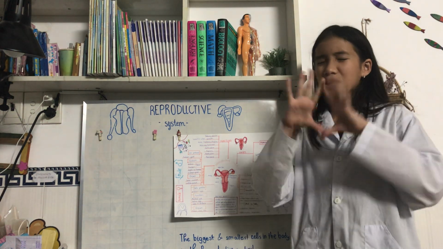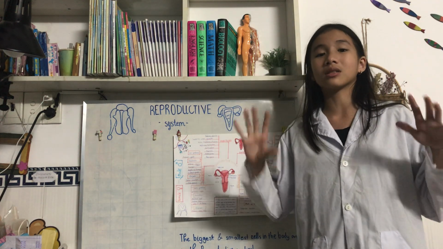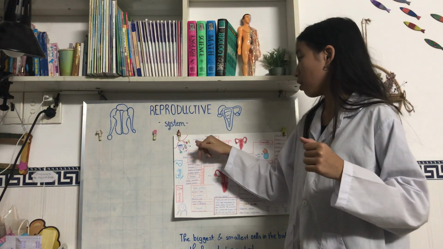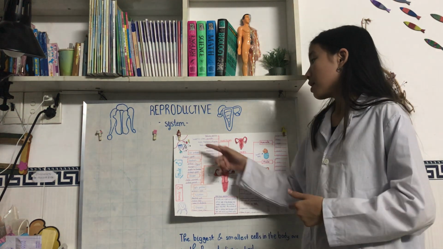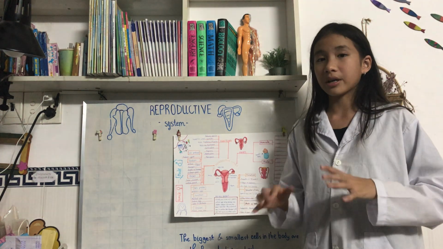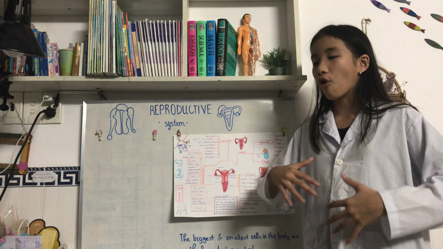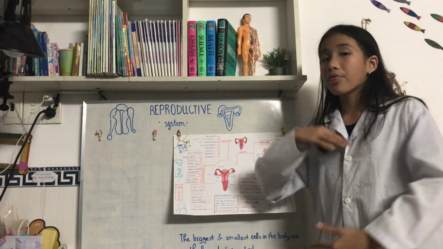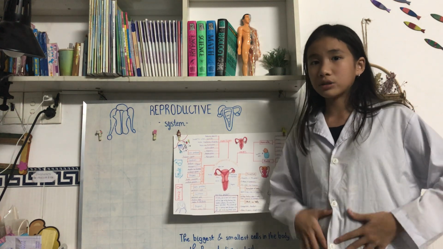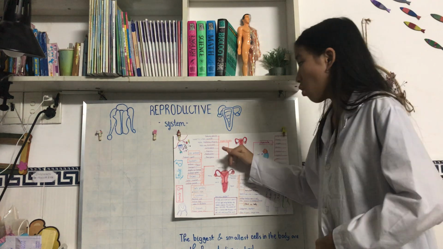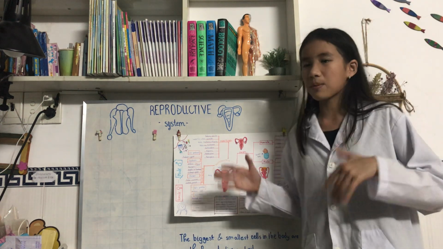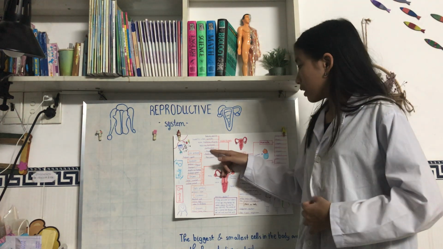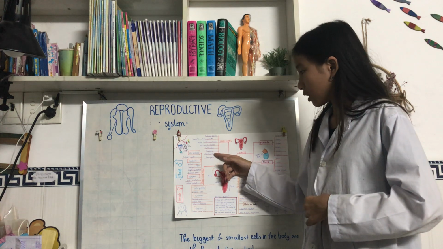Now for the general functions of the female and male reproductive system. Both systems produce gametes, and they also transport and sustain gametes. They nurture and develop offspring. This is the function of the female reproductive system, which nurtures and develops the offspring within the body, in the belly. We also have producing hormones. Remember, the reproductive system is part of the endocrine system, so they produce hormones. We also have fertilization, pregnancy, menstruation, and menopause.